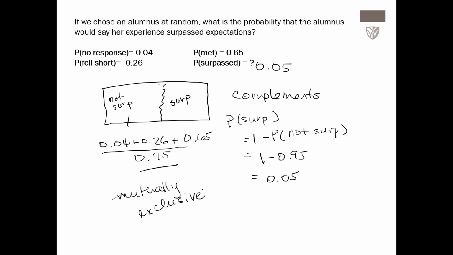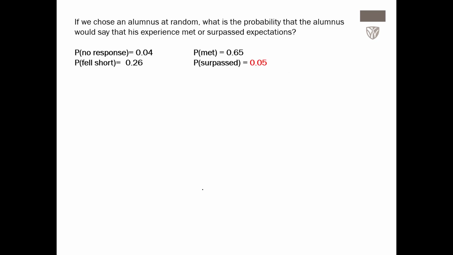So carrying all of this information forward, there was a second question associated with this problem. The second question said, what is the probability that the alumnus would say that his experience met or surpassed expectations? So the question here is, what is the probability of meeting or surpassing expectations? Okay, so in this case, again, we need to recognize that all of these responses are mutually exclusive because the survey was designed in such a way that the students could only select one of the responses. Because they're mutually exclusive, we can apply the law of addition. This is a union question, either met or surpassed.